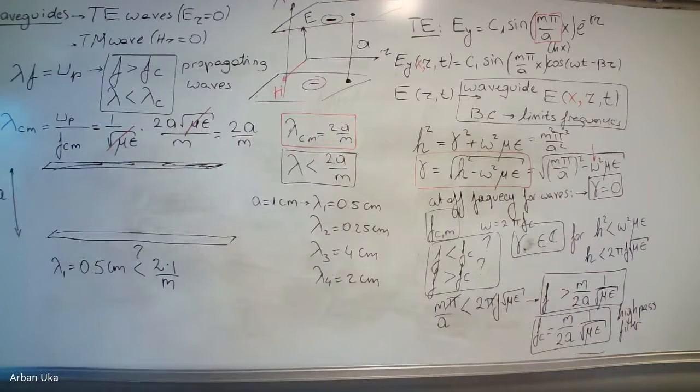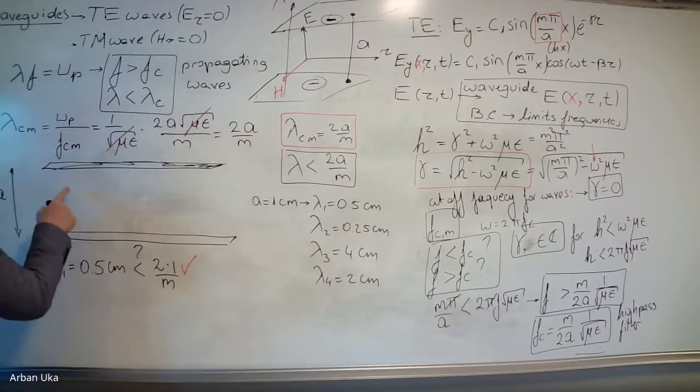Then, assuming that m can be 1, this looks like 0.5, so this can propagate in our system, okay? Then we just check whether this is true. We say yes, it's true, and this would correspond to a wavelength which is going to look like the following. So this is 2 times 1. Then here we would have the wavelength is 0.5, this is 1.